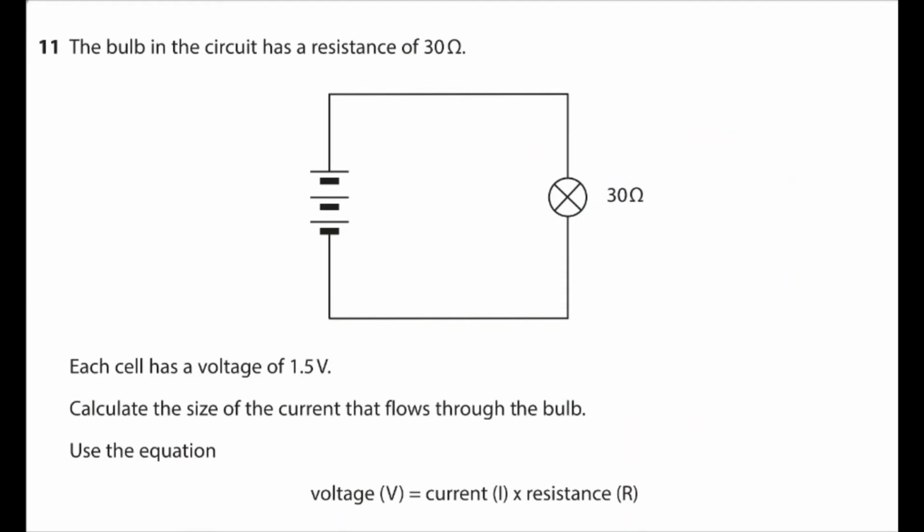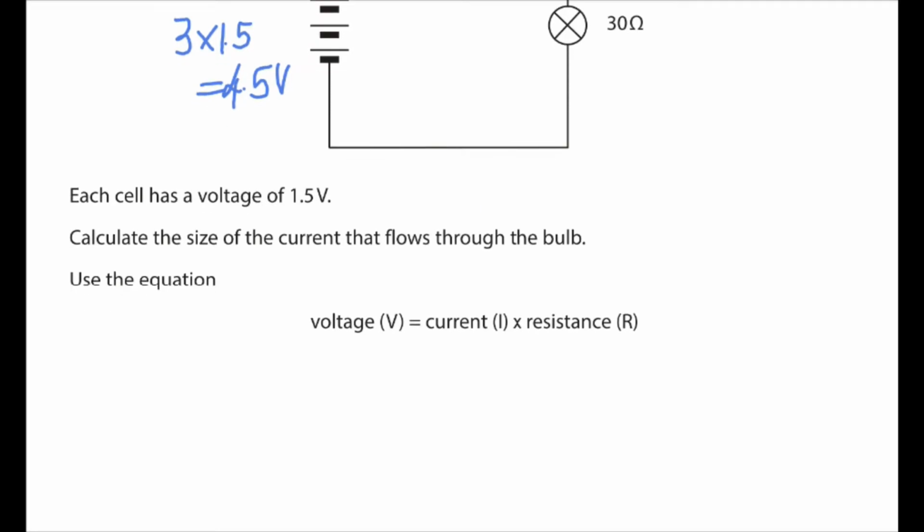11th question. The bulb in the circuit has a resistance of 30 ohms. Each cell has a voltage of 1.5 volts. So you can see here in this question they have given 3 volts, which means each one is having 1.5, so that the total voltage is equal to 4.5 volts. And they have given the equation voltage equals current into resistance. They are asking calculate the size of the current that flows through, which means we need to rearrange this equation.